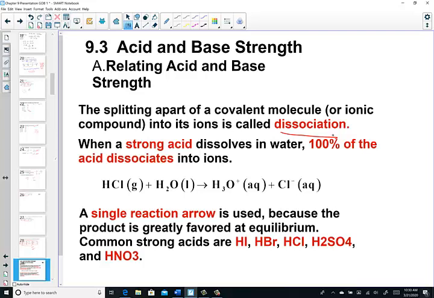When a strong acid is dissolved into water, it will 100% dissociate into its aqueous ions. We had given an example earlier of hydrochloric acid, HCl. In its gaseous form, it's not an acid at all. It would be called hydrogen chloride. Acids and bases only exist in aqueous solutions.